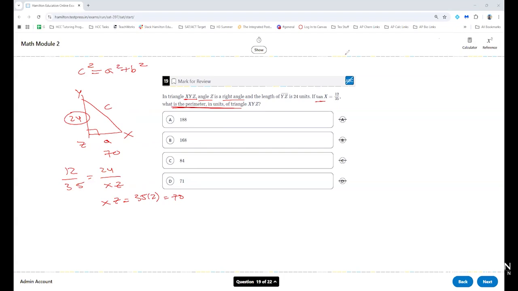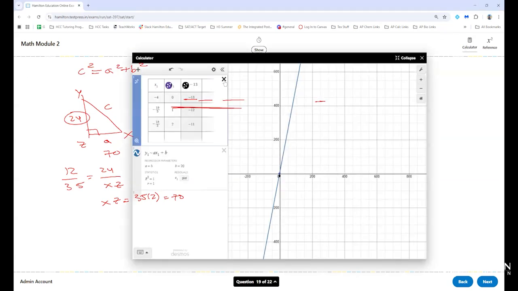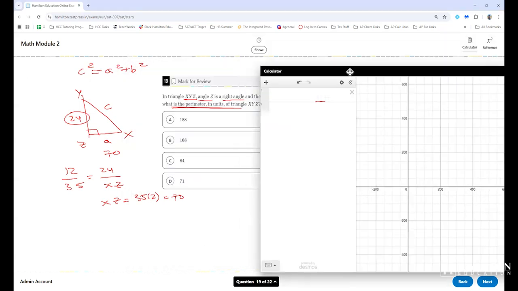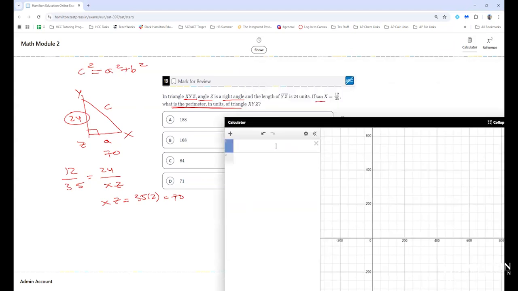So on the calculator, whoops, there we go. Can we have the calculator real quick? Clear, clear, clear. So we know that c is equal to the square root of 24 squared plus 70 squared, which is 74. And so then perimeter is going to equal 74 plus 70 plus 24, which is 168. The answer is B.